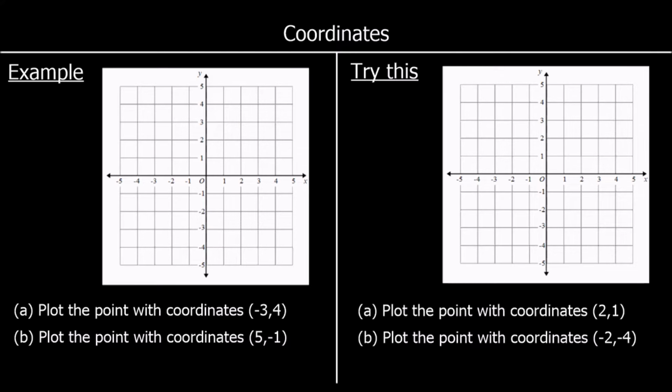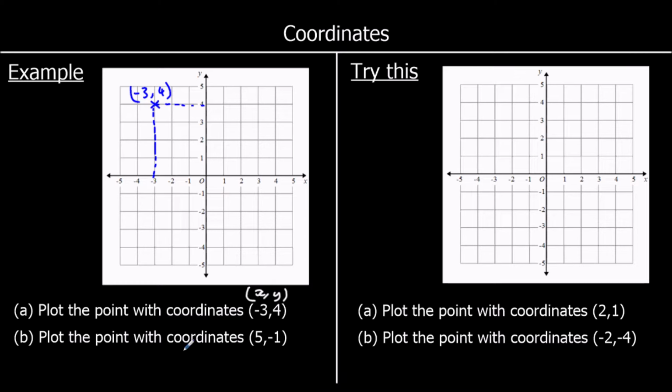Now we are going to plot points using coordinates. So part A says plot the point with coordinates (-3, 4). So the first one's x, remember, it's always x, then y. So the first one has an x coordinate of -3, so that's here, and a y coordinate of 4. So that makes it here. So there is our point with coordinates (-3, 4).